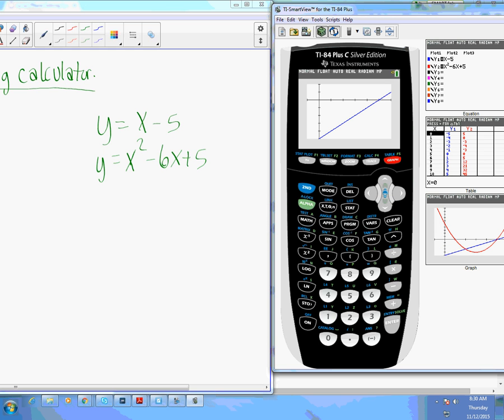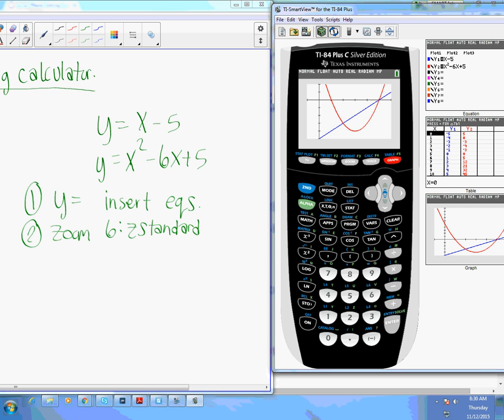So essentially, on the calculator, we went to y equals and inserted the equations. Then we made sure our window was good, we went to Zoom, selected the number 6, Z standard. Now we're going to have the calculator calculate for us. You see on the top row, anything that can calculate? Trace. What does it say? Calc.